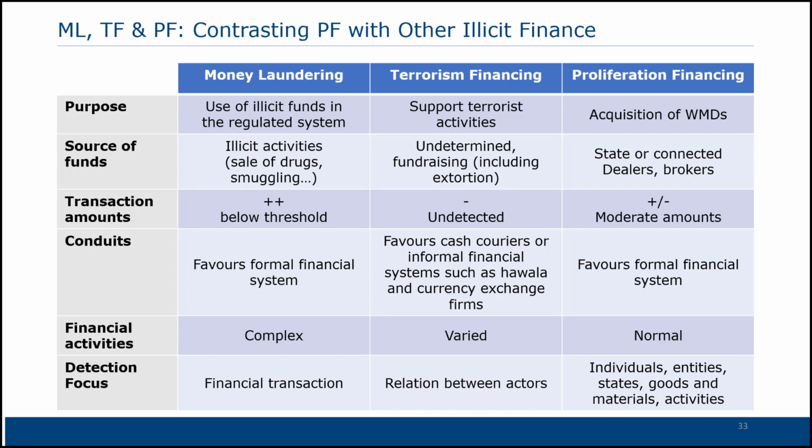Money laundering detection focuses on suspicious transactions, normally deposits that are not in line with a customer's profile or expected activity. To detect terrorist financing, the focus shifts to suspicious relationships, such as wire transfers to seemingly unrelated parties. The detection of proliferation financing normally focuses on goods and materials, activities, countries, and individuals.